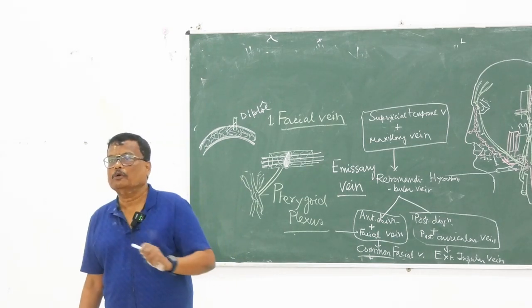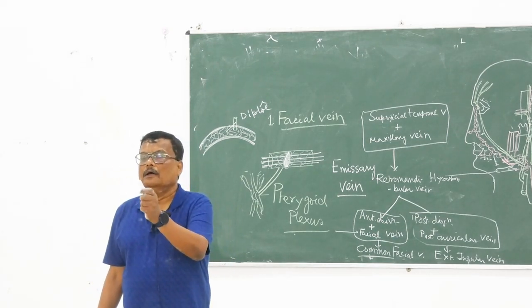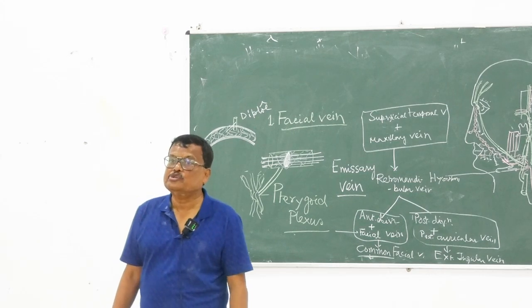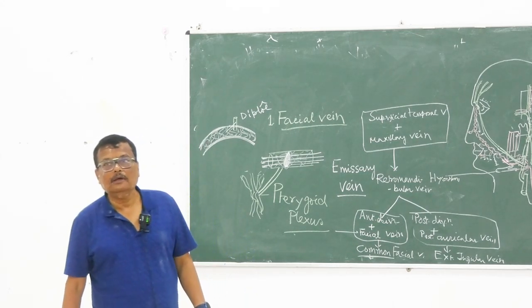ডিপ্লয়িক ভেন নট সো ইম্পর্টেন্ট, অনেকগুলো ডিপ্লয়িক ভেন রয়েছে। আরেকটা ভেরি ইম্পর্টেন্ট ভেন রয়েছে এমিসারি ভেন। হোয়াই ইট ইজ ইম্পর্টেন্ট?